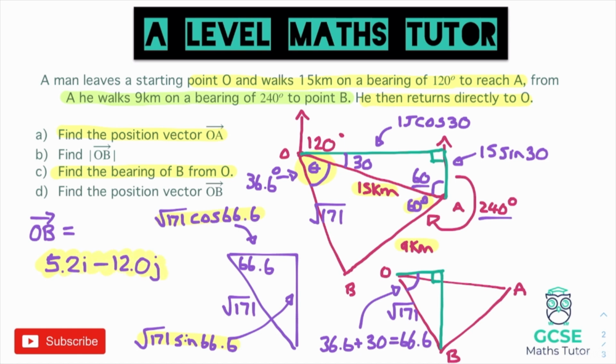Of course, that could come out slightly differently if you use rounded answers. So if you had used the rounded version of root 171, which came out as 13.1 kilometers, or if you used the rounded version of 66.6 and you instead used 67, you would get a slightly different answer. But that is an overview question that covers a lot of modelling with vectors.